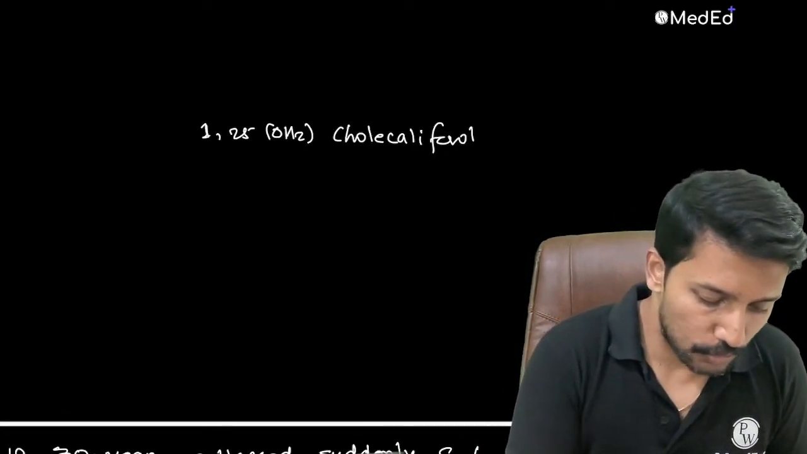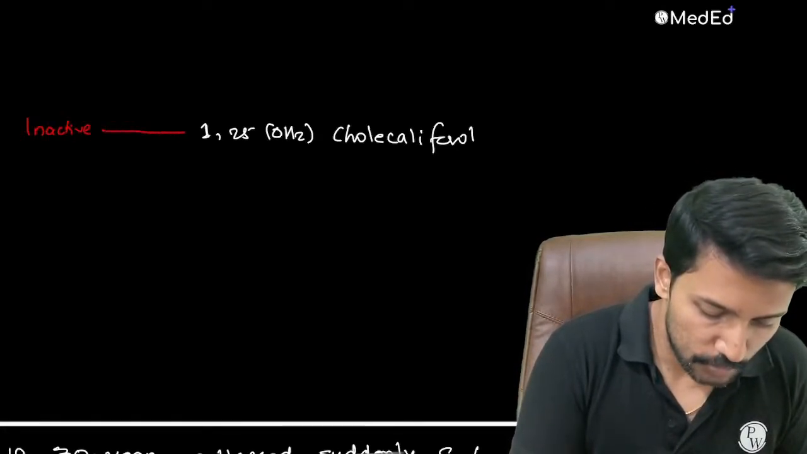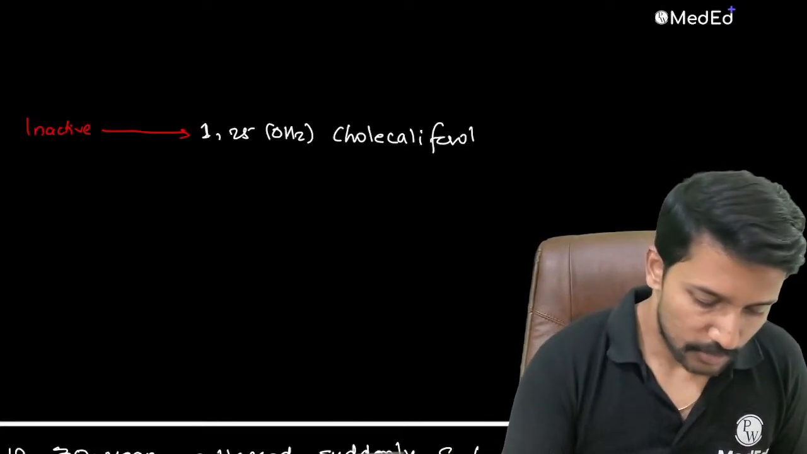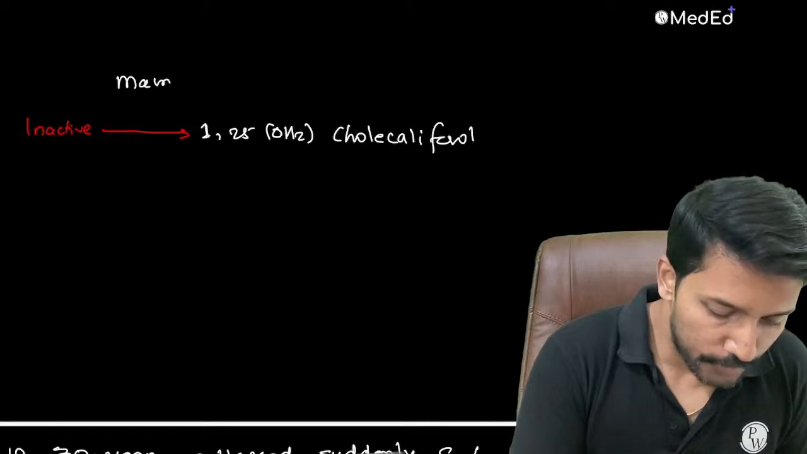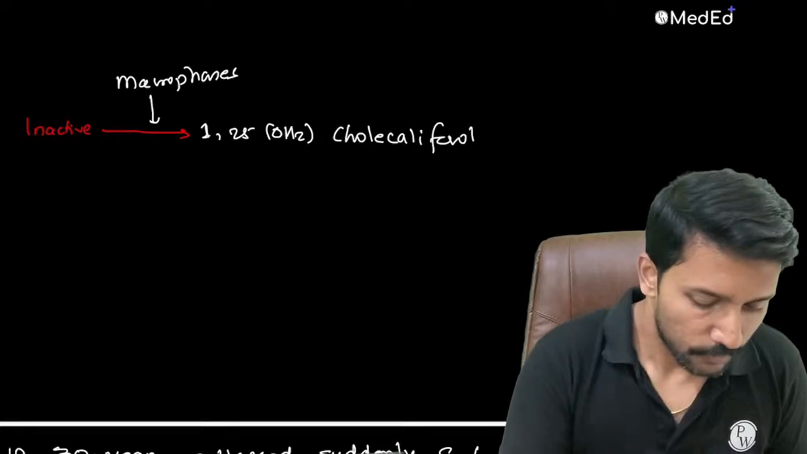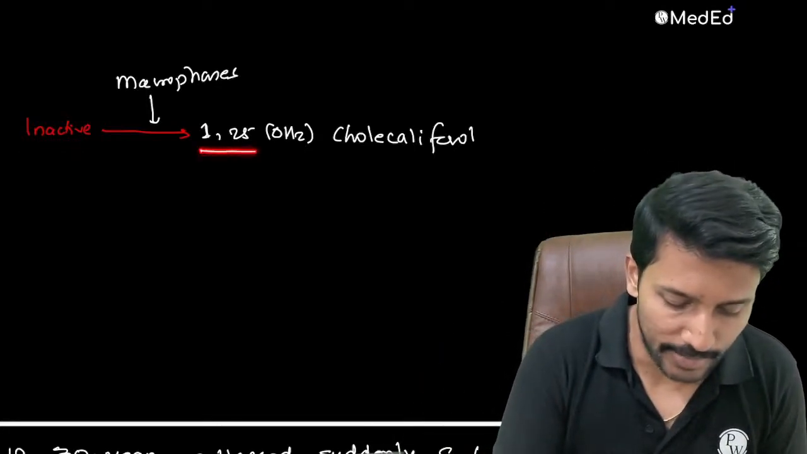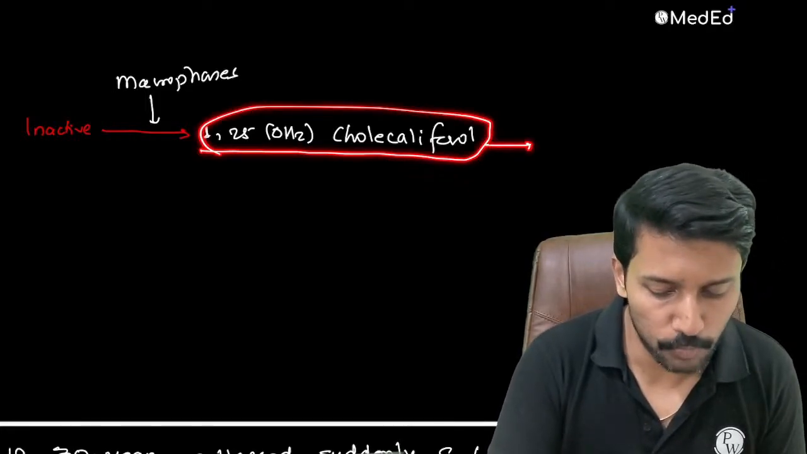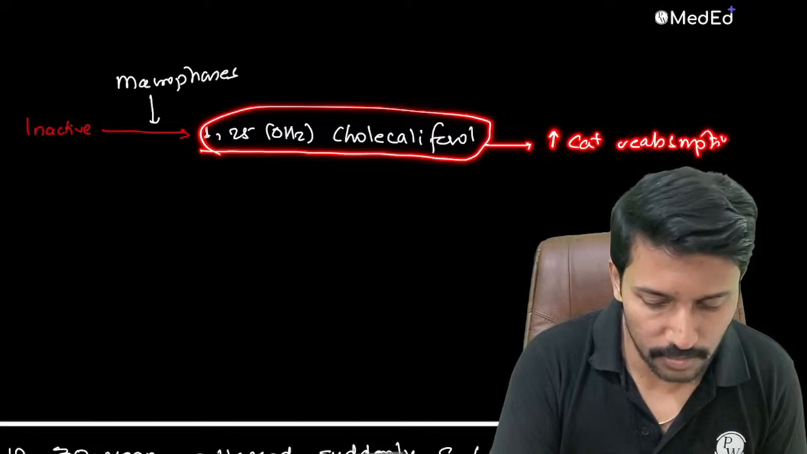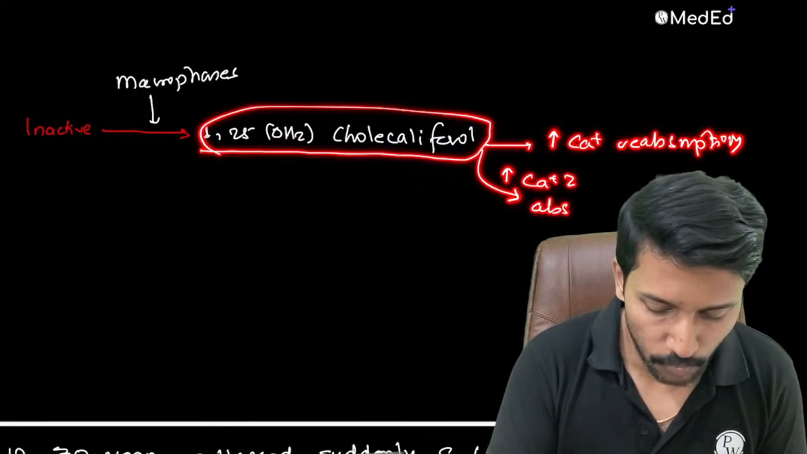So this conversion of inactive, single hydroxy cholecalciferol to dihydroxycholecalciferol is done by a hydroxylase enzyme, which macrophages can also secrete. Macrophages secrete a hydroxylase enzyme which converts the inactive form of vitamin D to the active form of vitamin D, and this active form will increase the calcium reabsorption in the kidneys, and also stimulate increased calcium absorption from the gut.